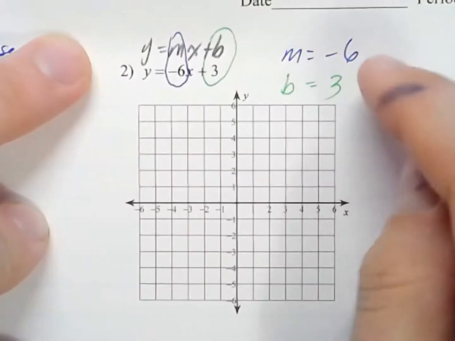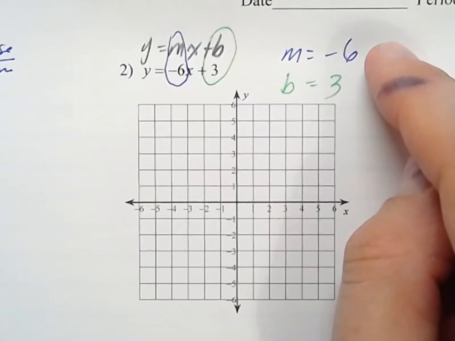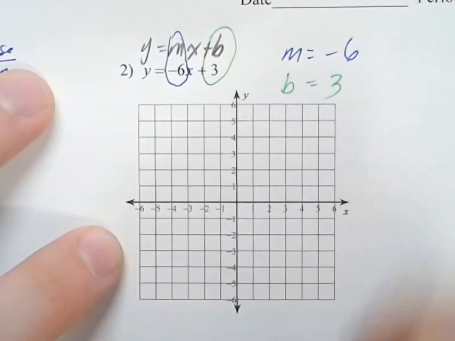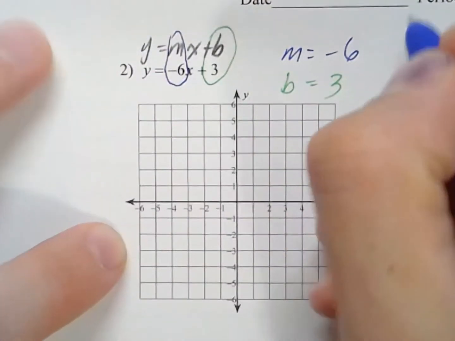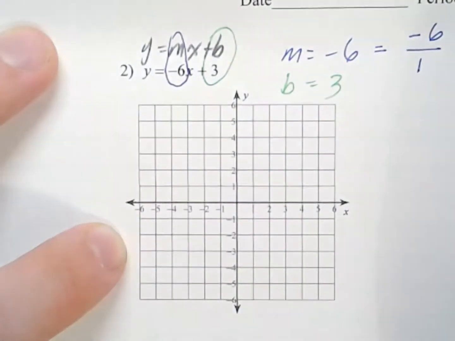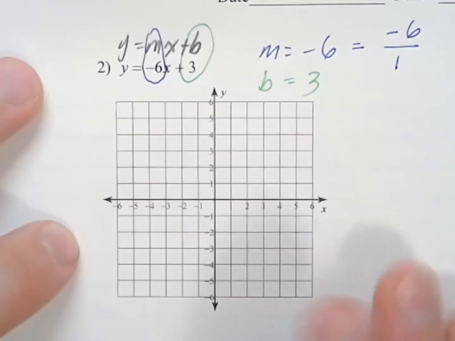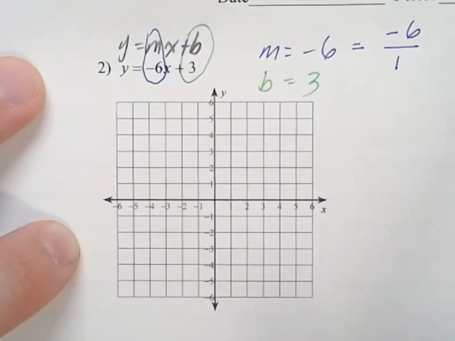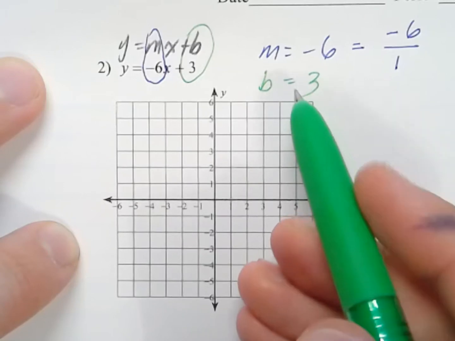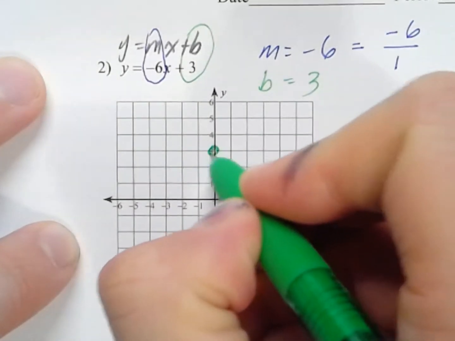And you're probably going, oh, well, great. If my m is just an integer, how am I going to turn that into a rise over run that I can count out? Well, don't forget that any integer is itself divided by 1. So the slope here is -6, which is the same as saying -6/1. So if we count out our intercept first, b of 3, a +3 would put us right there.